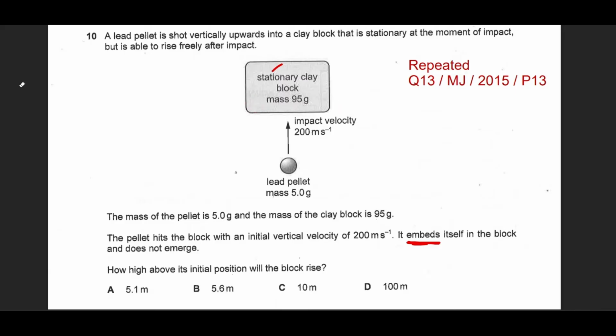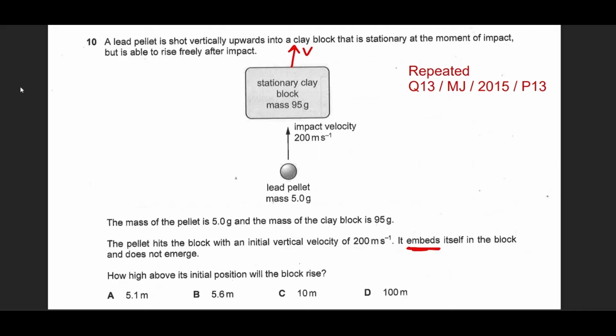Okay, so let's try to solve the question. Let's find out the velocity when the bullet hits the block, at which the block will start rising upwards. Let's calculate that by using the conservation of momentum principle.